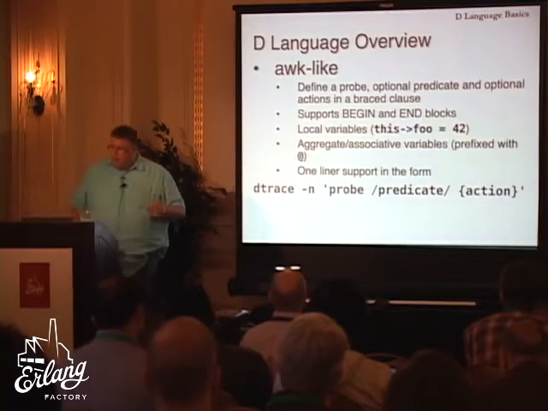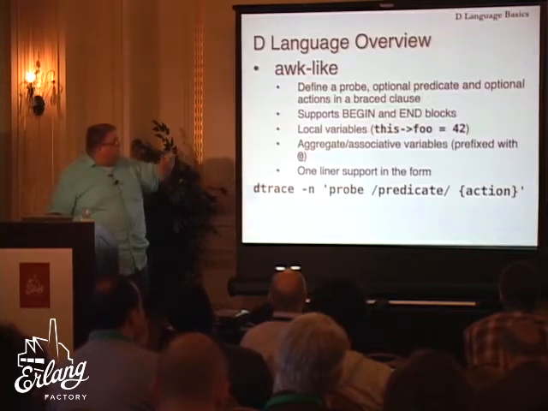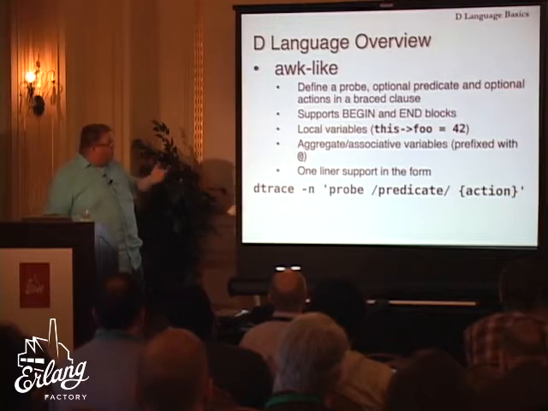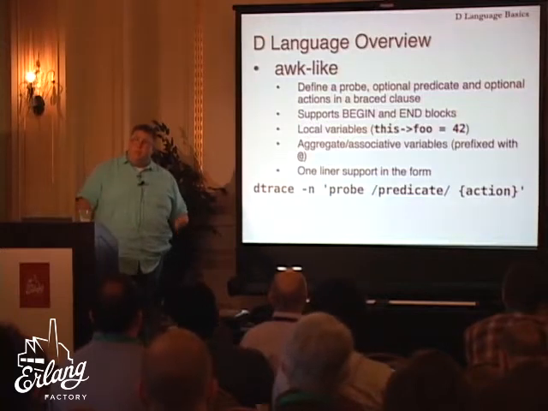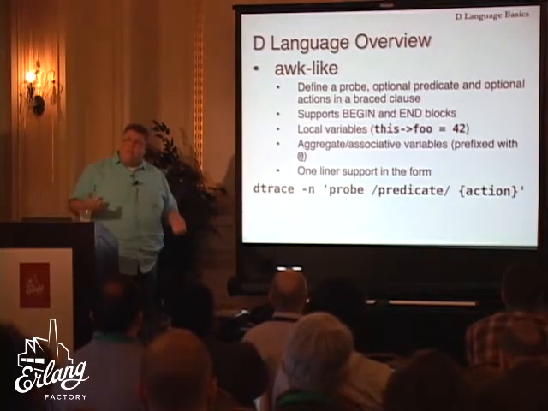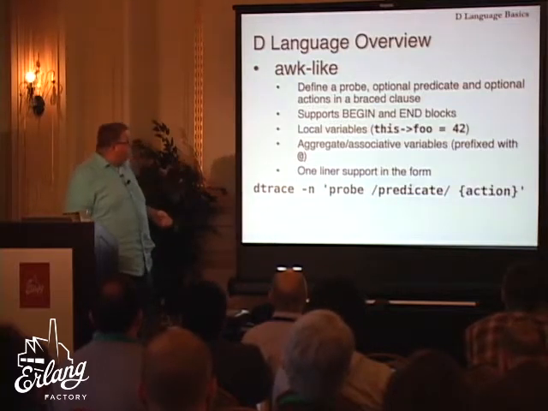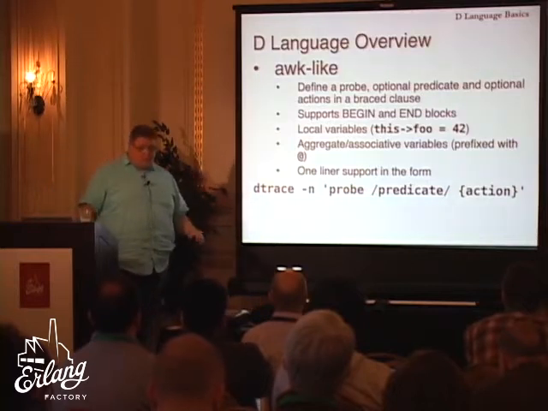In fact, right now. So the way that you do this is you essentially define a probe. There's an optional predicate, and there's also an optional action. And the actions are embraced clauses. DTrace supports a begin and end block, so that you can do things like initialize global variables. You can do aggregation functions. You can do sort and truncations at the end of your DTrace script. It also supports local variables. It has kind of a Baroque syntax for doing that.